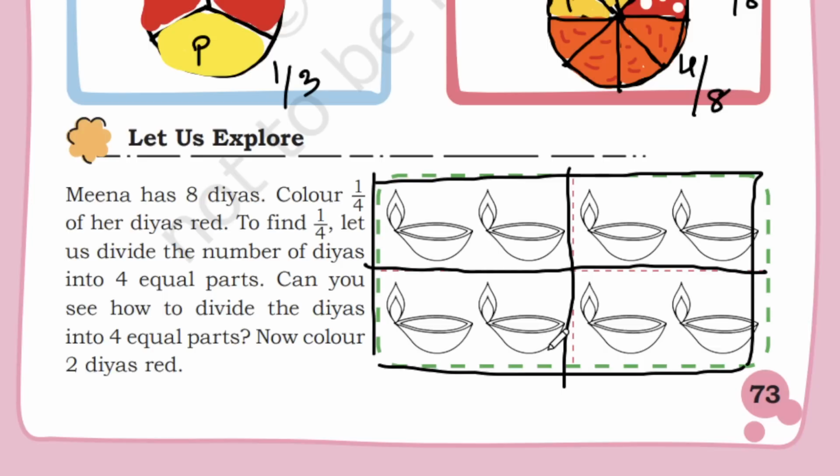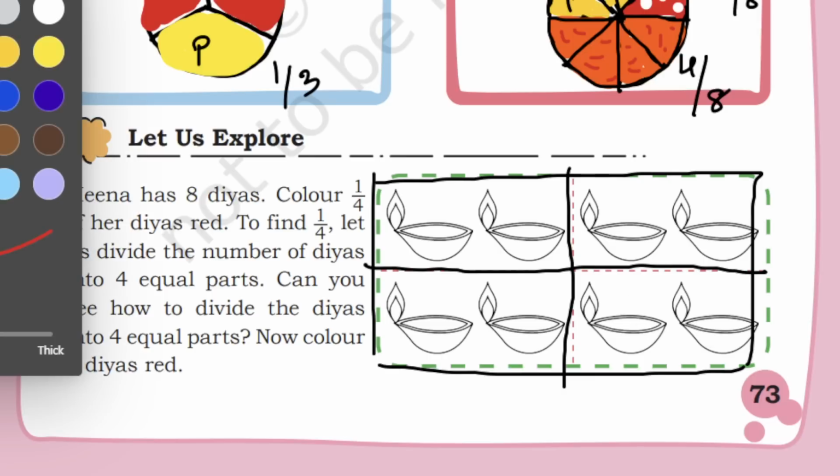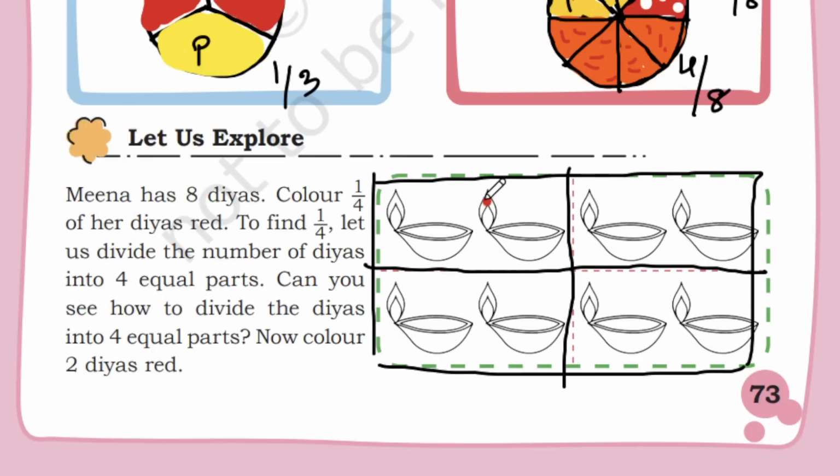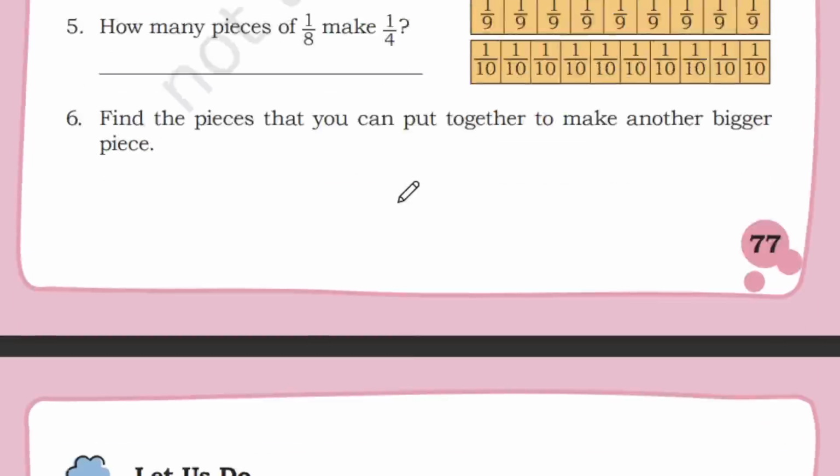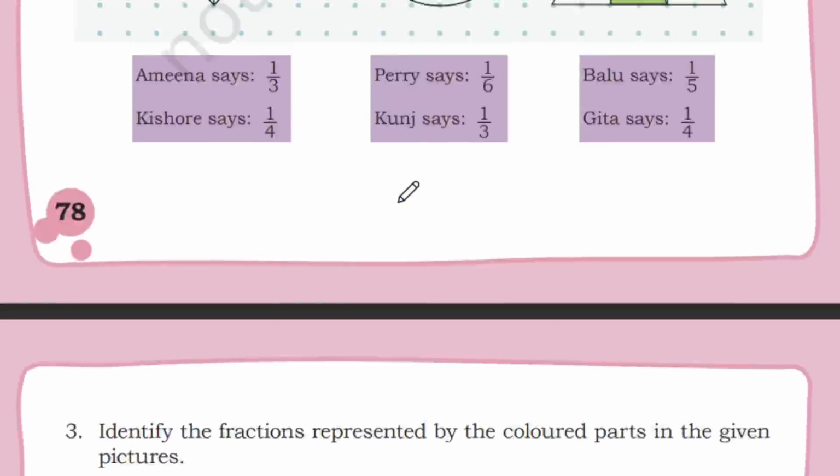Now color 2 diyas in red. So now can you see how to divide the diyas into 4 equal parts? Yes, we know how to. Now color 2 diyas in red. So any 2 diyas you can color in red. Okay. So I think we can do this in our next video, students. We will finish this in our part 3 video.